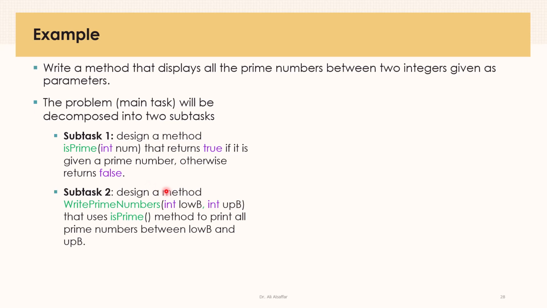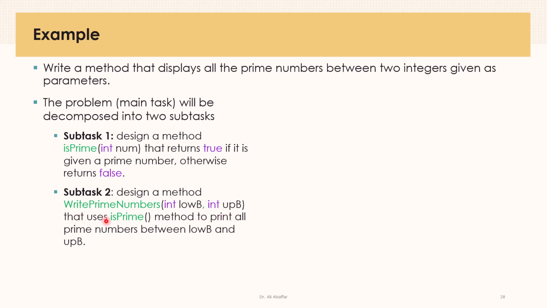The second subtask is to design a method called writePrimeNumbers, and it takes two input parameters. This method will write prime numbers between these two input parameters. The first one is a lower bound. The second one is an upper bound. So this is like a range. Lower bound should be smaller than or equal to upper bound.